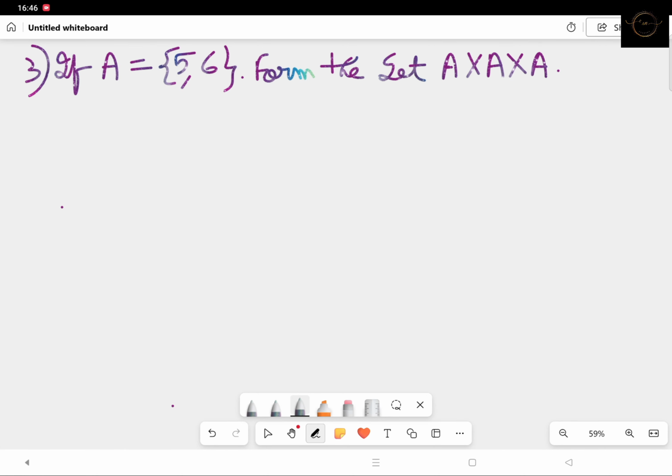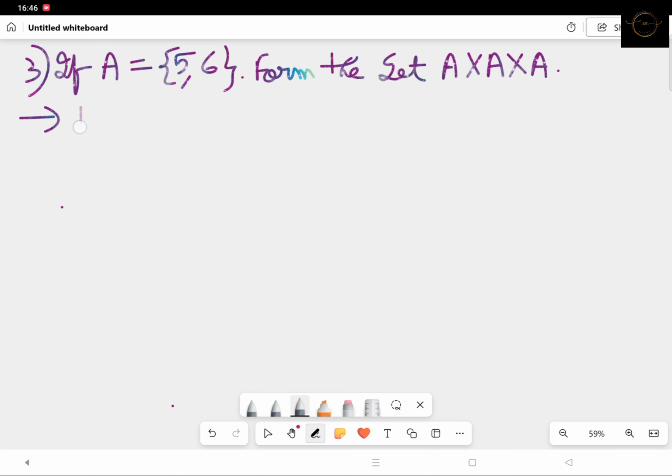Now here's the third question on the board. If capital A set equals 5, 6, you have to form the set A into A into A. So for that, what's the easiest way to do it? First, you will find out A into A. Whatever you get, you have to find out that into A.